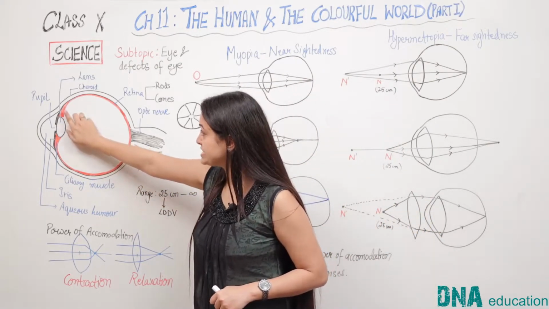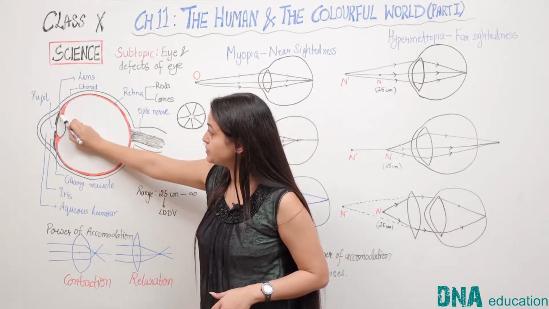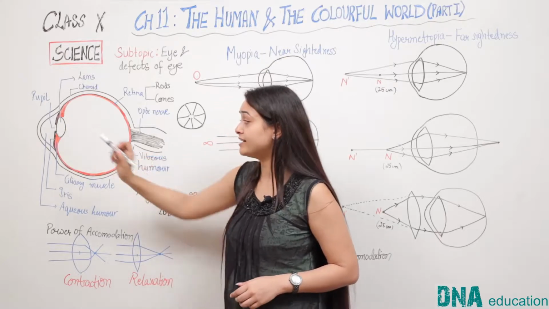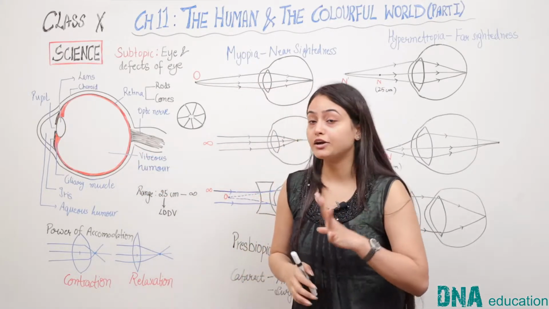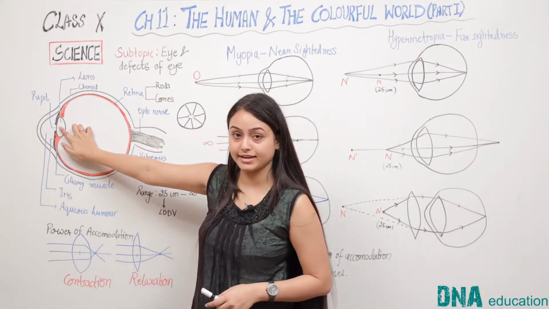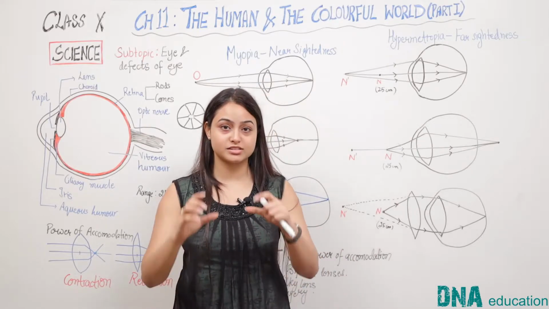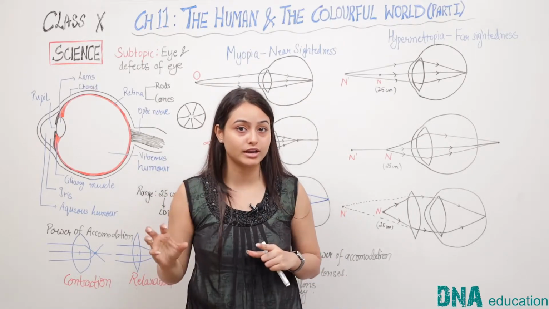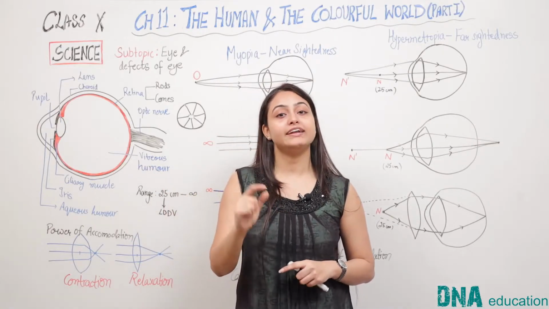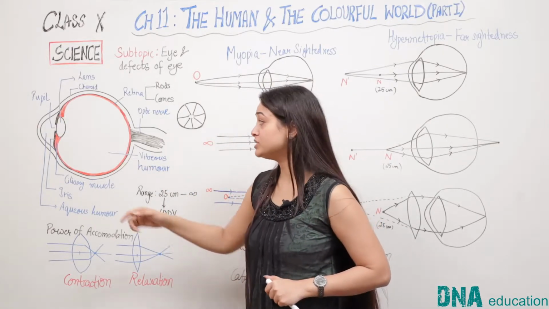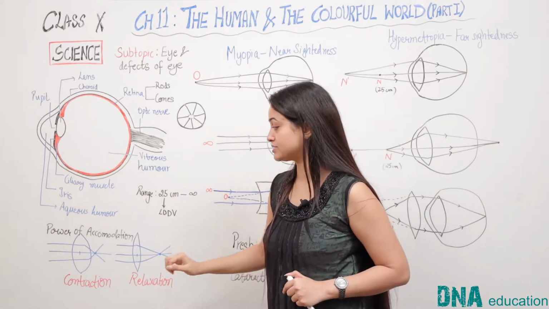Moving in, we see the ciliary muscles. As you can see, these ciliary muscles are attached to the crystalline lens. An important function of ciliary muscles is that they control the focal length of the eye lens. Now, in the previous chapters we have discussed how a lens has a particular focal length, but the special feature of the lens of the human eye is that it can change its focus with the help of the ciliary muscles. Let us understand how this happens.